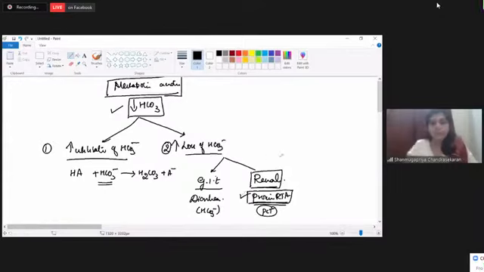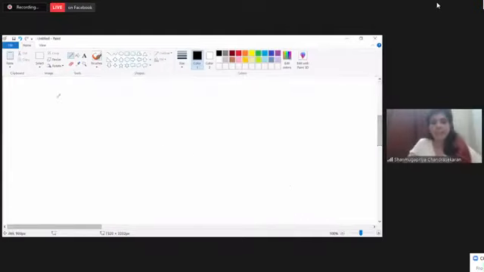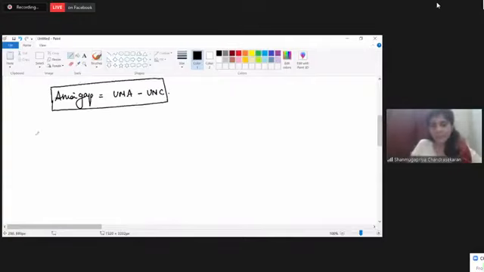Okay, now let us get back to anion gap. How did I define anion gap? Anion gap is defined as the difference between unmeasured anions and unmeasured cations. And this anion gap is based on the fact that your circulation is electrically neutral. To maintain electrical neutrality in your blood, the sum of all cations should be equal to the sum of all anions.